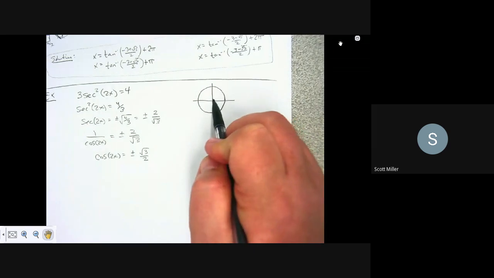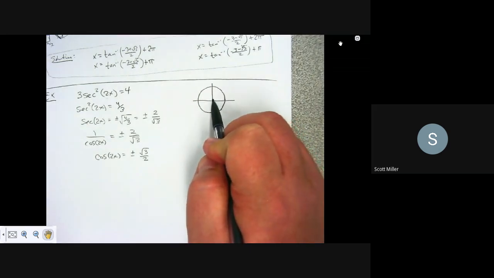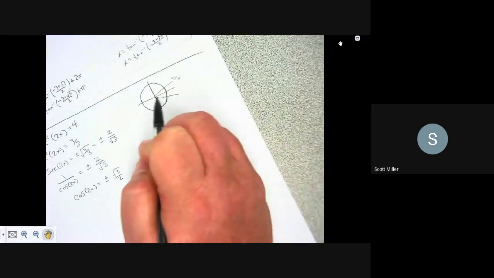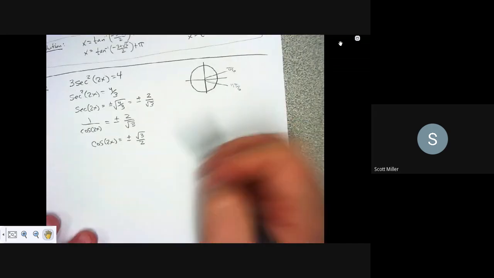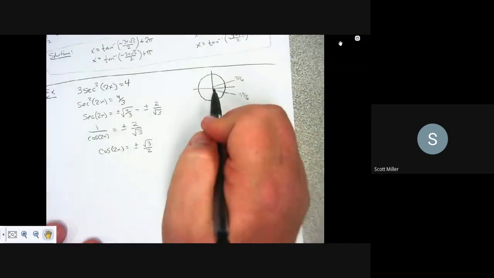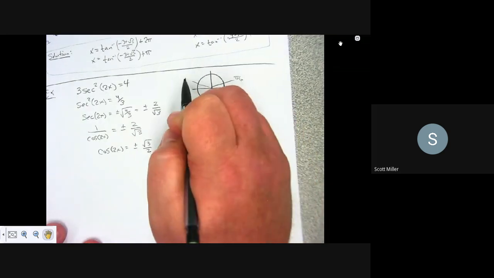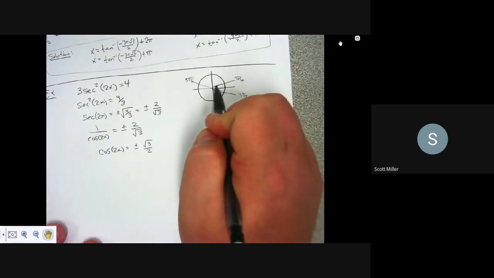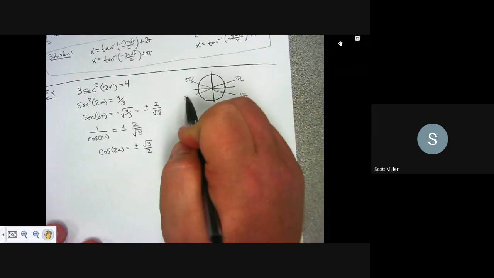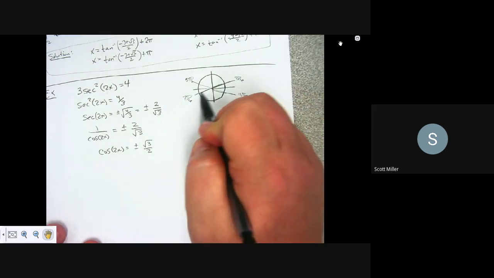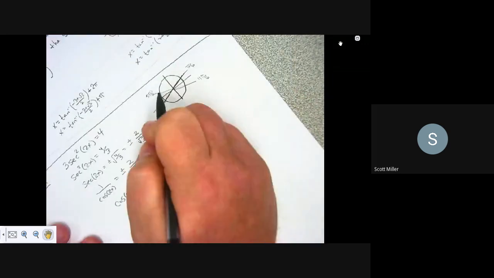So where is the cosine a positive square root of 3 over 2? Well, the cosine is the x value, the longer one, at pi over 6. So pi over 6 is a positive one, and 11 pi over 6 is positive. But where are the negatives? Well, one would be over here at 5 pi over 6, and the other one over here at 7 pi over 6. And so what you notice is that I can pair those two up, and then I can pair those two up.